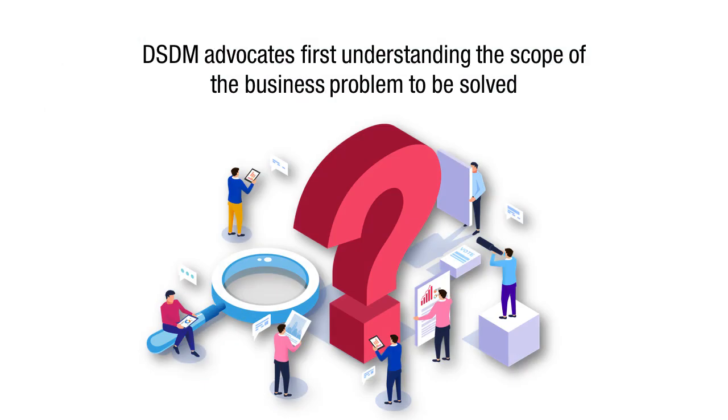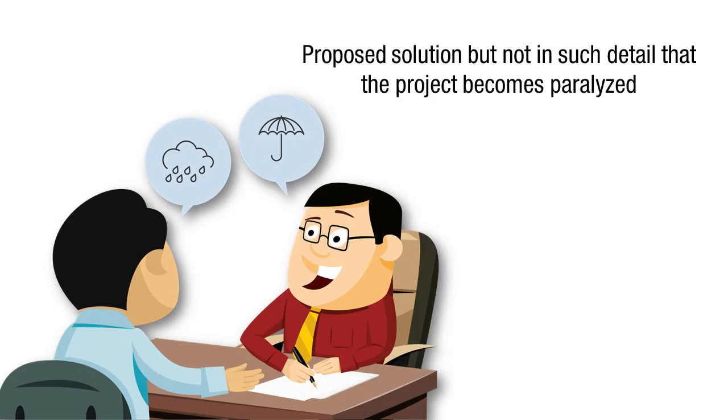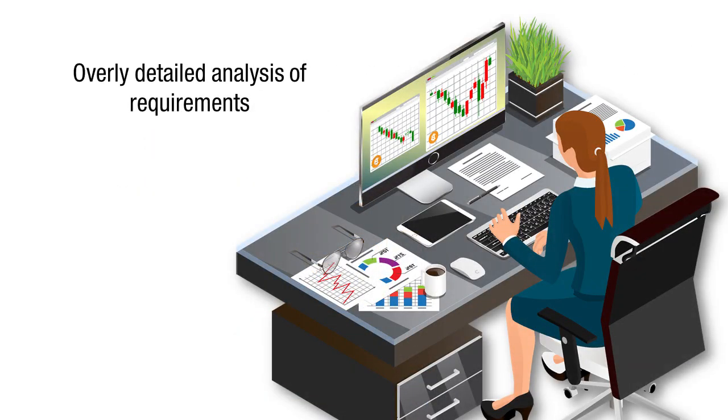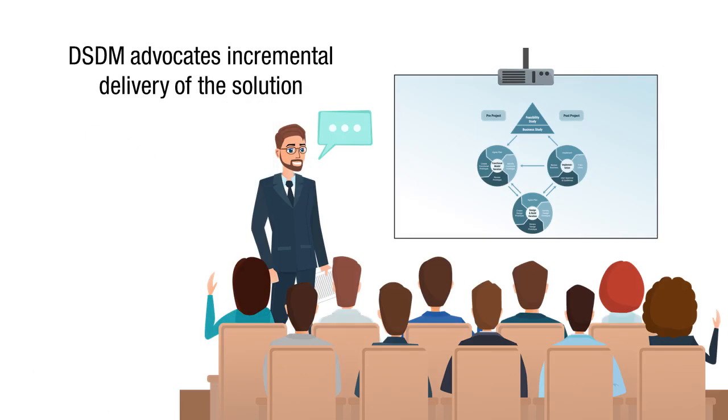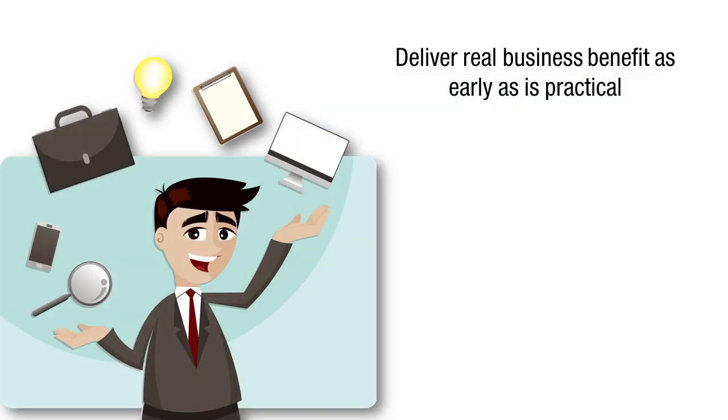DSDM advocates first understanding the scope of the business problem to be solved and the proposed solution, but not in such detail that the project becomes paralyzed by overly detailed analysis of requirements. Once firm foundations for the development have been established, DSDM advocates incremental delivery of the solution in order to deliver real business benefit as early as is practical.